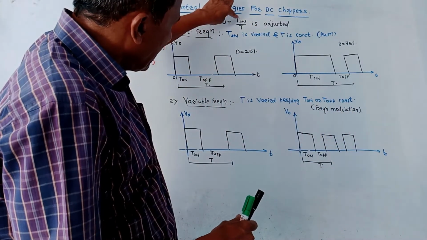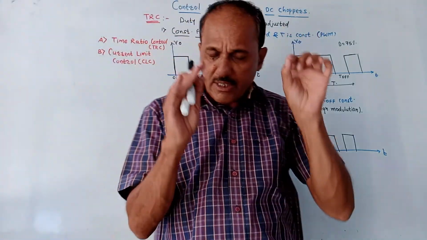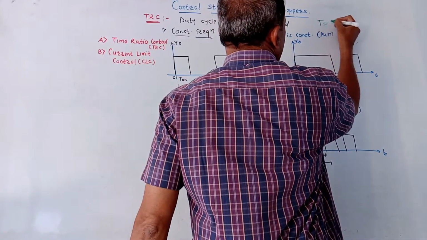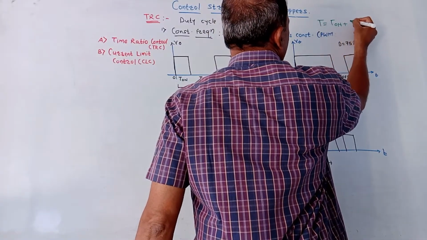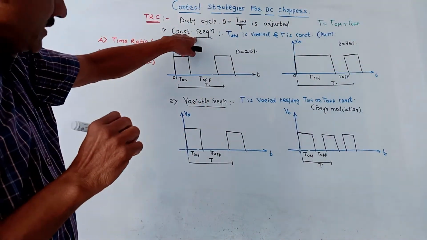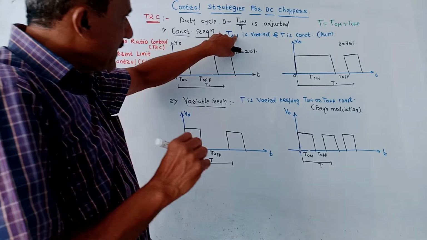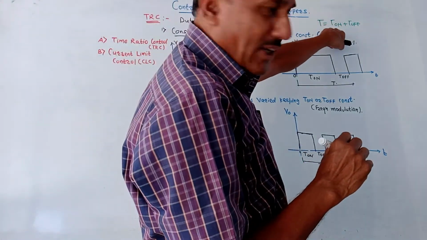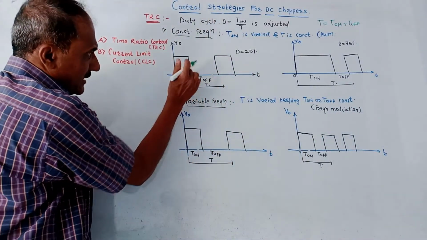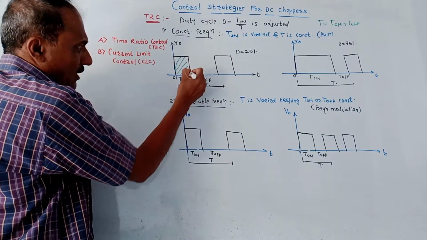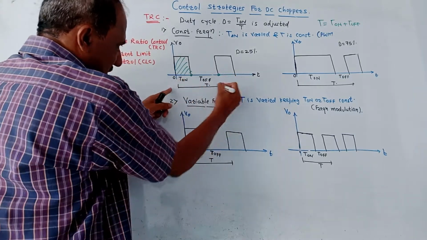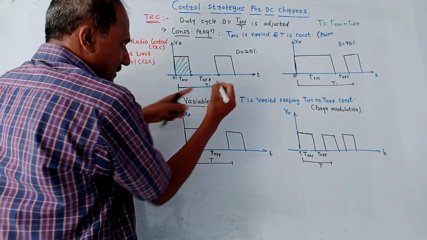Recall the things. Duty cycle is given as T on upon T, where T is the total chopping time, and this total time is the combination of T on and T off. So T is T on plus T off. In the first method, the constant frequency method, T on is varied. That means this value is changed, but T is kept constant. In the diagram, this is the value of T on. This time period represents T off. So this is the total value of time T.